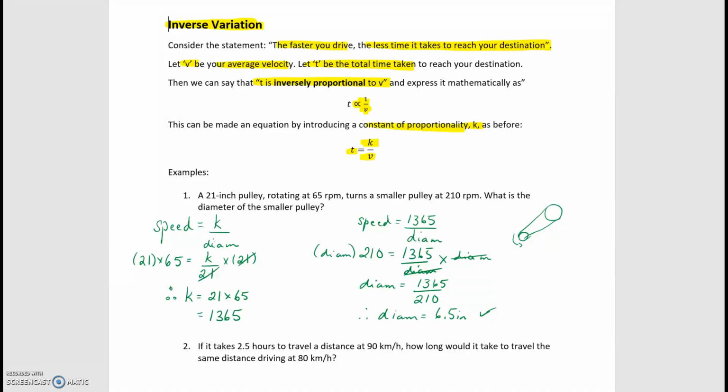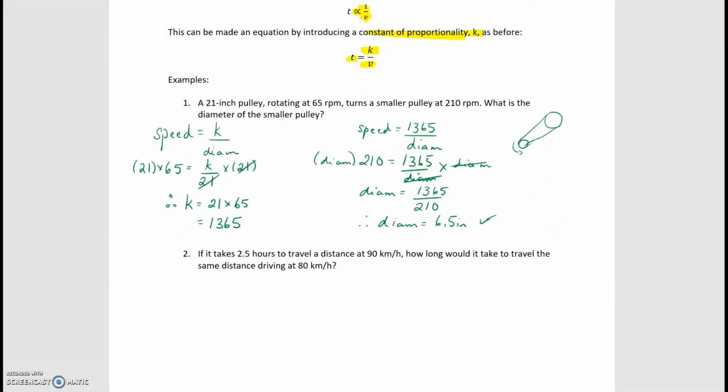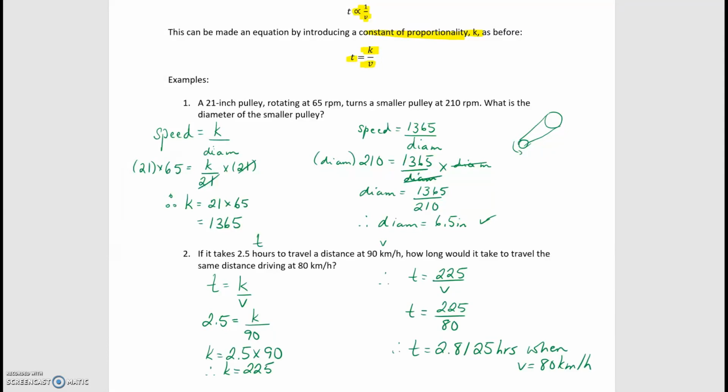Okay, so pause the video, take a moment, try question 2, and then see how you do. And I let my time be indicated by t and my speed, 90 kilometers per hour, be indicated by v. So I'm going to use that same equation at the top of this page, t equals k over v. So I hope you were able to get a result of t equals 2.8125 hours when the speed went down to 80 kilometers per hour. And this again, this answer makes sense. It's going to take me longer when the speed goes down.